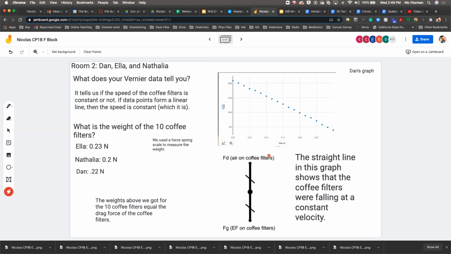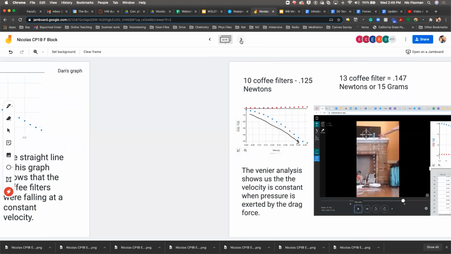Okay, so it sounds like in your case, your speed was constant and it fell straight down. So it sounds like your velocity was constant, right? So not only was your speed constant, but your velocity was constant as well. Okay, room number 3.